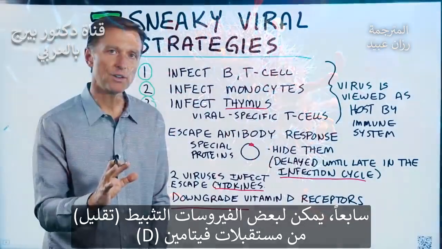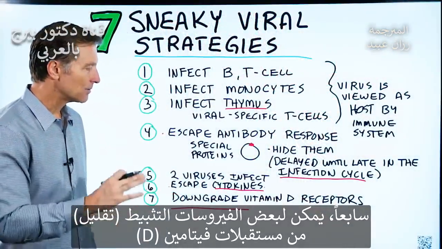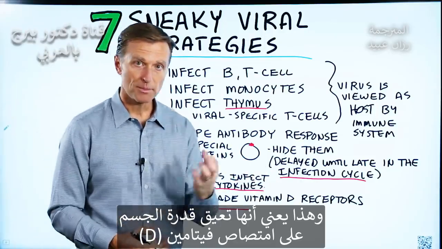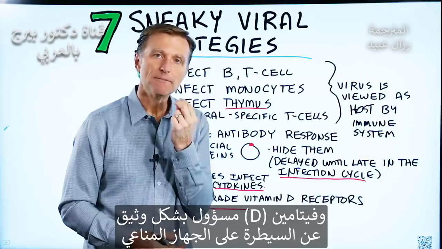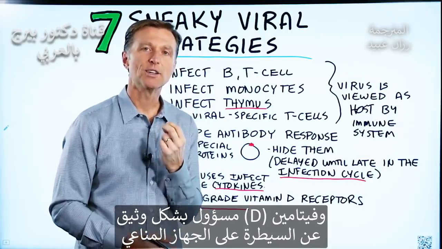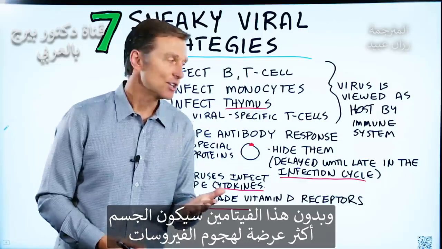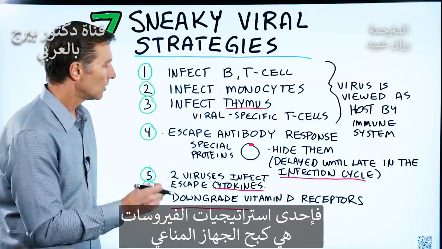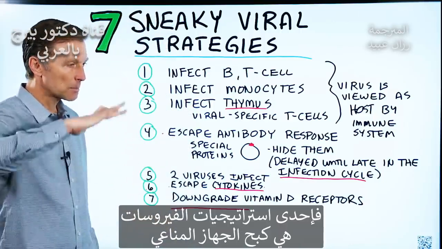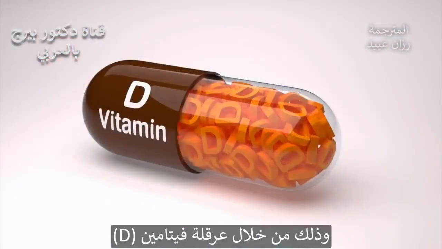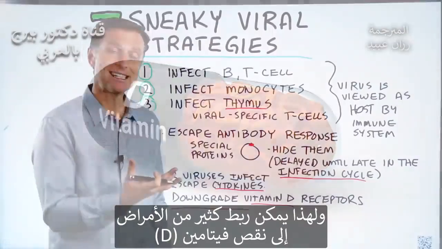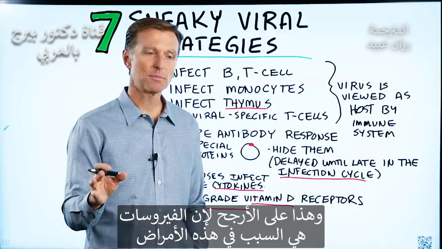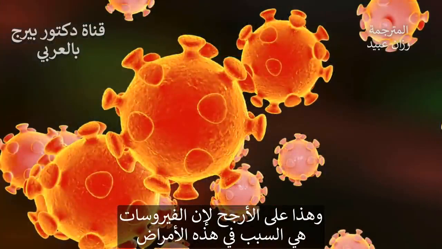All right, number 7, certain viruses can downgrade vitamin D receptors. What does that mean? It means that it blocks your ability to absorb vitamin D. And vitamin D is intimately involved in controlling your immune system. So without vitamin D, you're going to be more susceptible to viruses, and you don't have that protection anymore. So viruses have one strategy of suppressing the immune system by blocking vitamin D. This is why you see so many diseases involved with an associated low vitamin D condition. Well, that's probably because there's a virus involved in that disease.